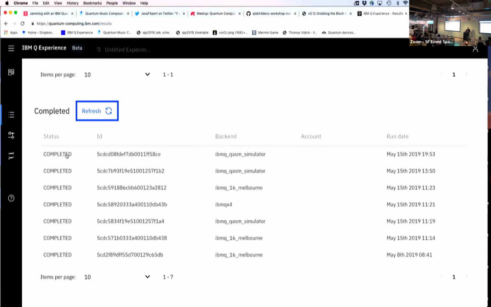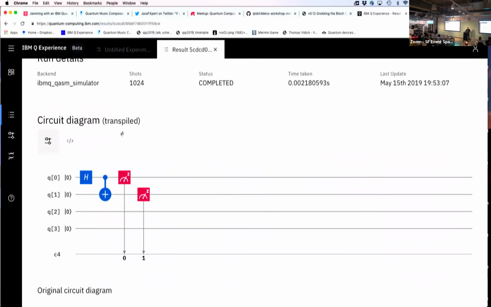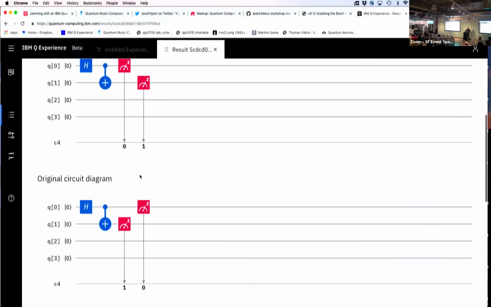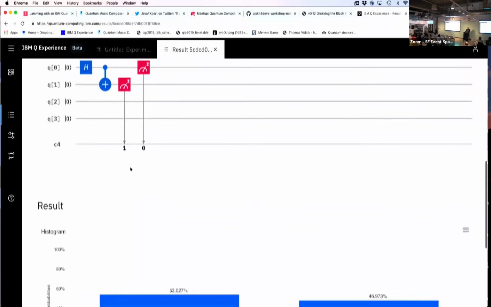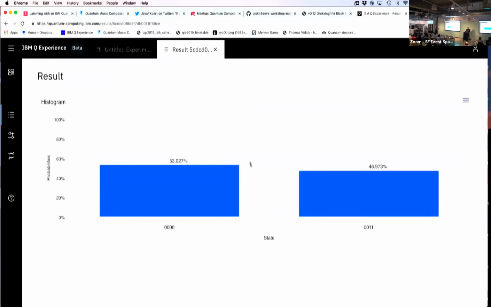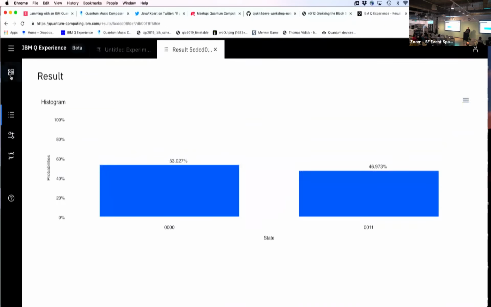Right, 1953. And so we look at it, and now we can see the circuit diagram and the way it was transpiled. And then here's the original circuit diagram. And then here, when we ran it with 1,024 shots, here are the actual readings that we got and probabilities for state 0,0 and state 1,1.